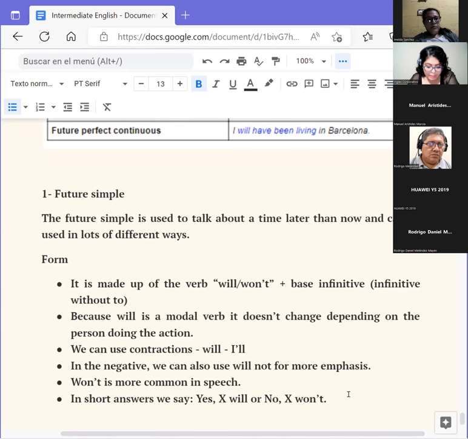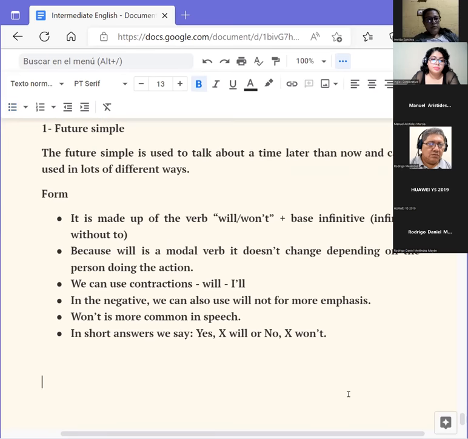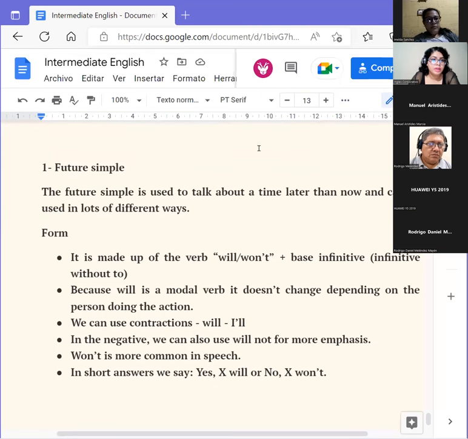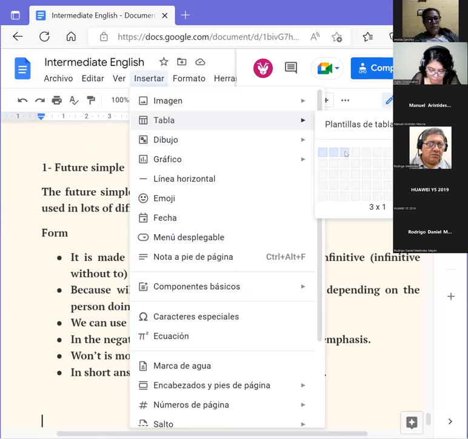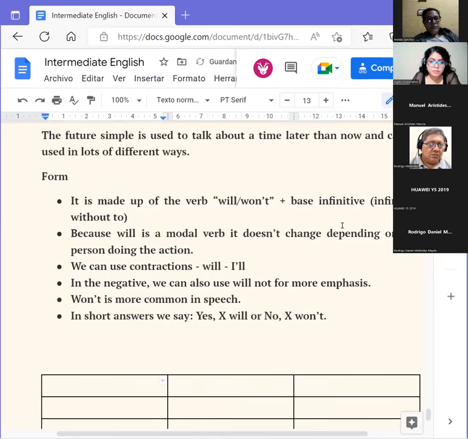And we have some examples of a positive sentence, a negative sentence, and questions. So, in this case, I need to add... let me see if I can find it. Yes, I have it. Okay, so we have here examples. And we have positive, we have negative, and we have questions.